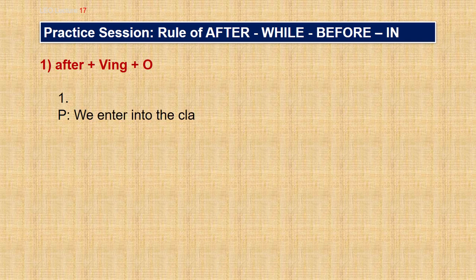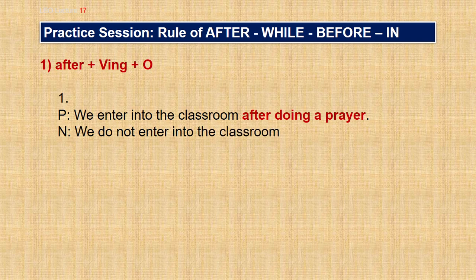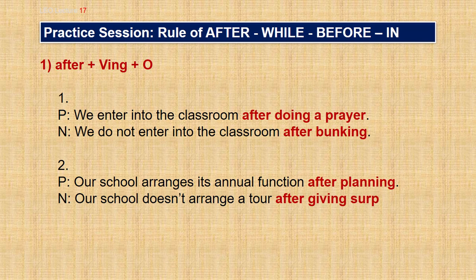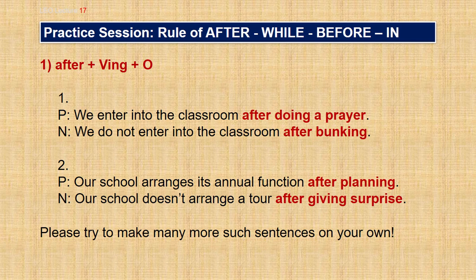First we have the rule of after plus verb ing plus object, and according to this rule you can see a couple of sentences on your screen, and you can understand how after and verb ing are used. There are two verbs in the first sentence, and the two verbs have different treatments. We enter into the classroom, so that is one verb in the sentence, and after doing a prayer, which means an activity is performed after performing another activity. That's it. So this is how we use the verb ing form, the gerund, behind after, right?